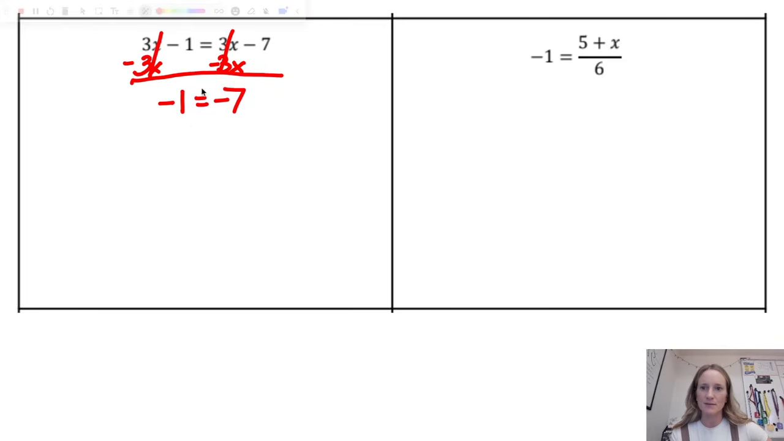Well, those are not the same number. That is not true. So we can always draw this slash down through the equal sign to show that they're not equal. And so this means that there is no solution. There is no number that we could ever substitute into that equation to make the two sides equal to one another. -1 is never going to equal -7. So that is no solution.